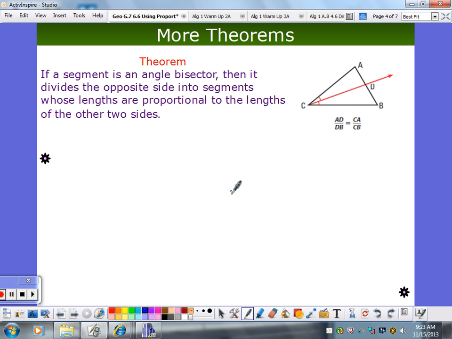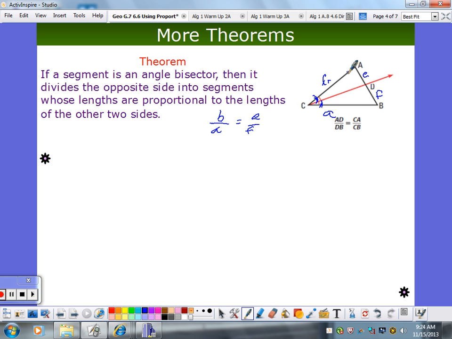Another theorem. If a segment is an angle bisector, remind me what an angle bisector is. What is it, Michelle? Two congruent angles, right? So here they are. So because these are two congruent angles, that's an angle bisector. It divides the opposite side into segments whose lengths are proportional to the lengths of the other two sides. All right, so let's see. Let's call this one A. Let's call this one A. I'm going to call this, what should I call this little piece? E. So this is saying that B is to A as B is to F.